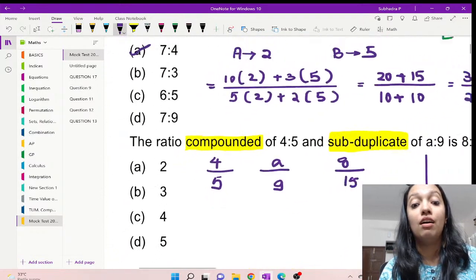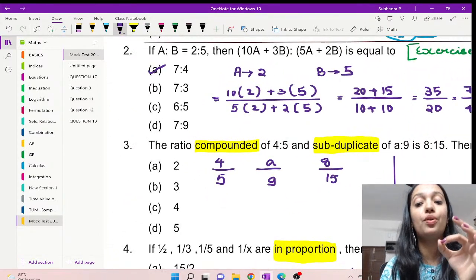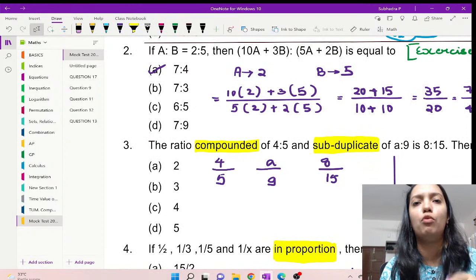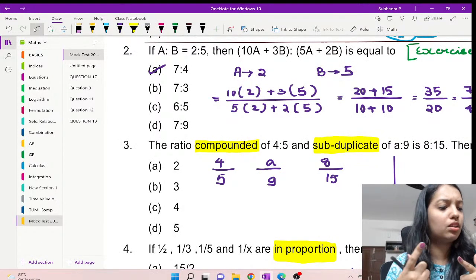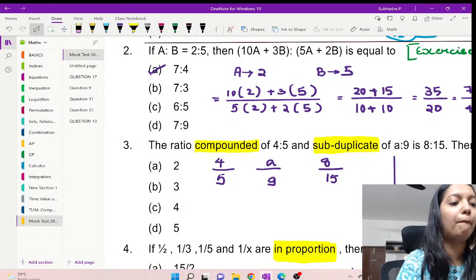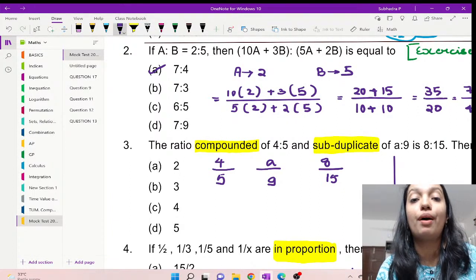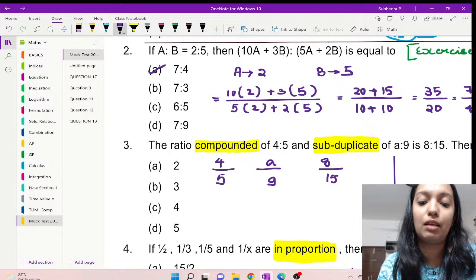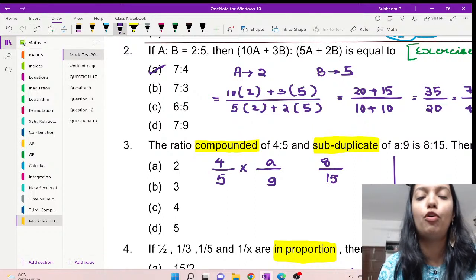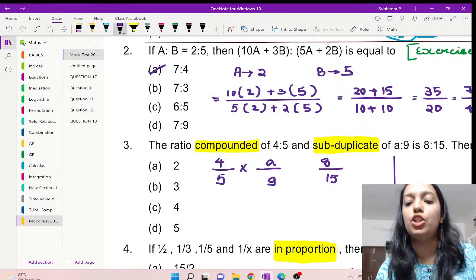Look at this one. Third question, the ratio compounded of 4 is to 5. What do you mean by compounding? Question for you all. What do you mean by compounding? You have to do multiplication. So ratio compounded of 4 is to 5, that means I have to multiply 4 is to 5 with subduplicate ratio of A is to 9.